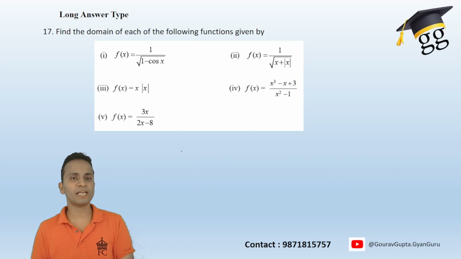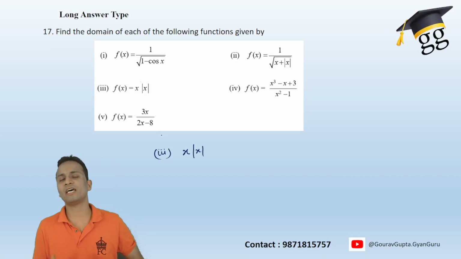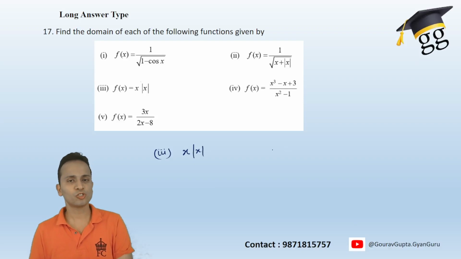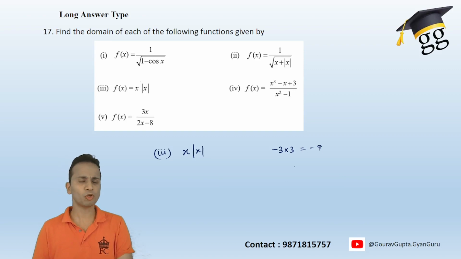Now the next part is f(x) is equal to x modulus x. Now x modulus x does not have any restriction. It does not have a denominator. It does not have anything which is in the square root sign. So if x is negative, let's say x is minus 3, this function will become minus 3 multiplied by 3, that is minus 9. No problem with this value, right? So we can say that this function will be defined when x is negative.